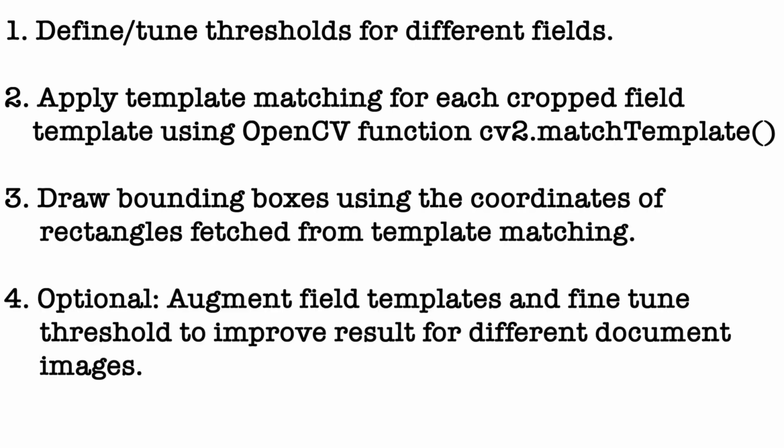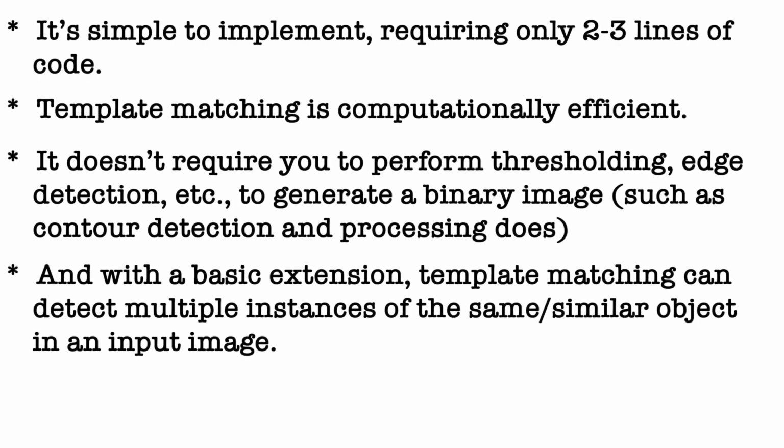Define and tune the threshold for different fields, then apply template matching for each cropped field template using the OpenCV function. That function is cv2.matchTemplate. Draw bounding boxes using the coordinates of rectangles fetched from the template matching. Optionally, augmented field templates and fine-tuned thresholds improve results for different document images. Now, it's simple to implement, requiring only 2-3 lines of code.